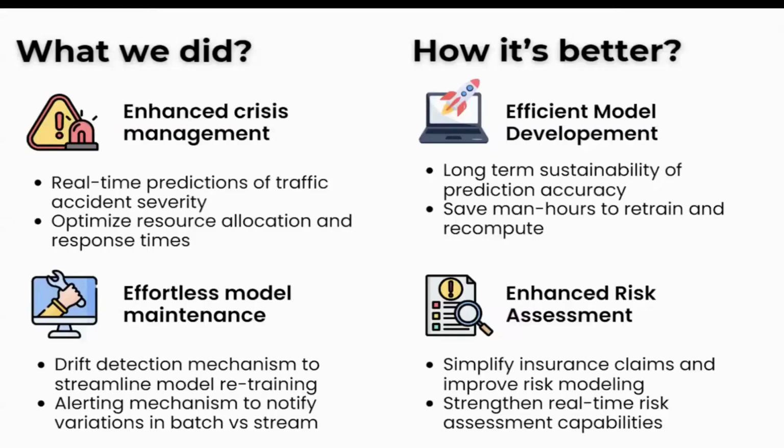Now, let's talk about what we did and how we did it better. First, we took crisis management. We enhanced it with real-time predictions on traffic accident severity, and we've optimized resource allocation and response times. But what we did better, we built an efficient model development where we followed the best MLOps practices to bridge the gap between drift and ground truth to ensure long-term sustainability of prediction accuracy, which thereby saves hours of retraining and recomputation.